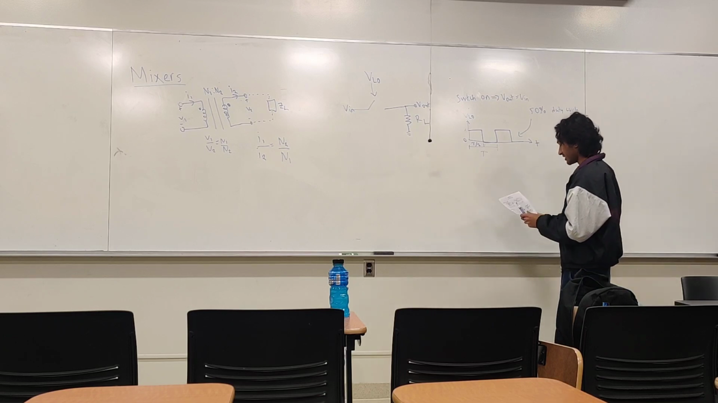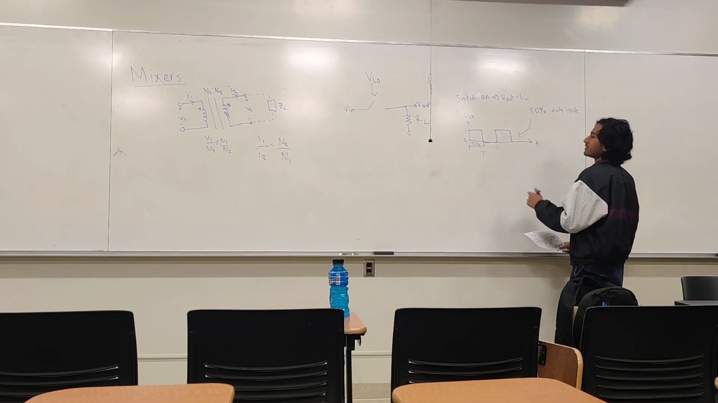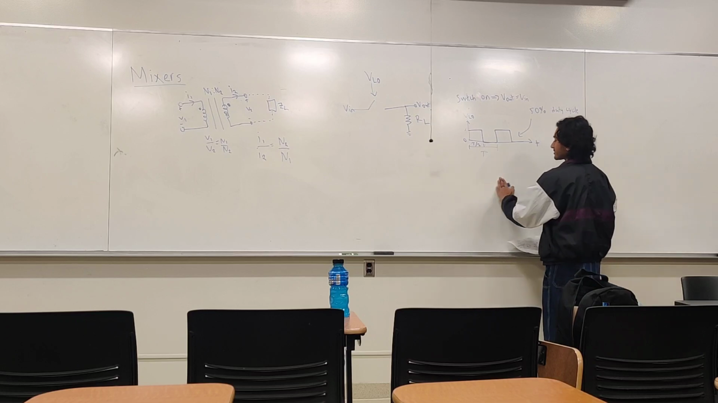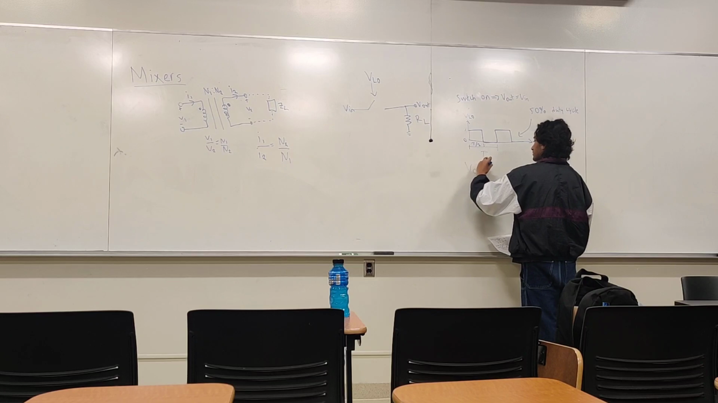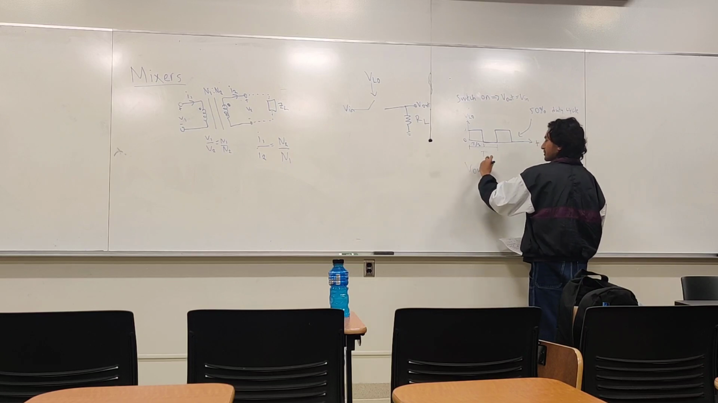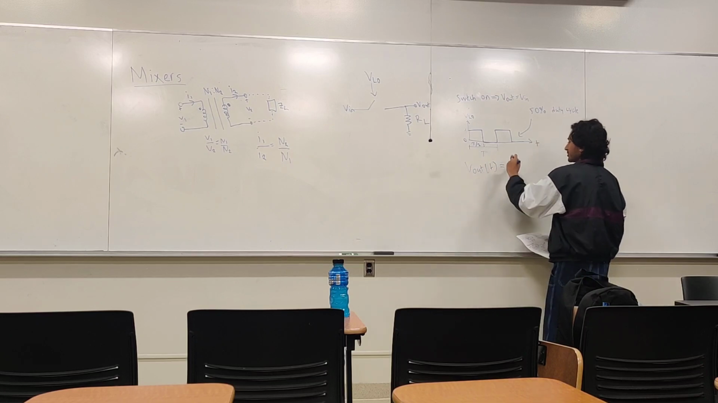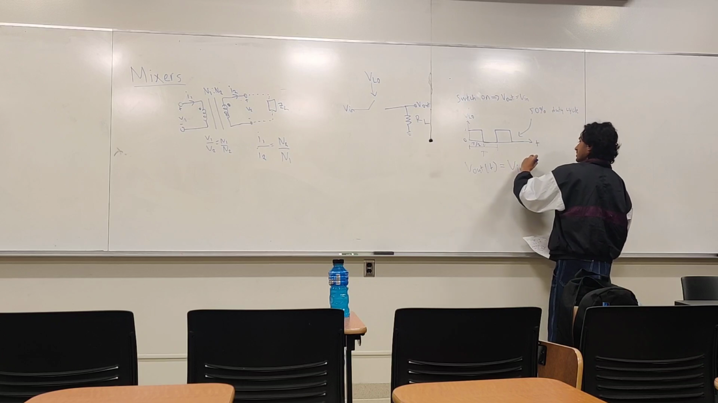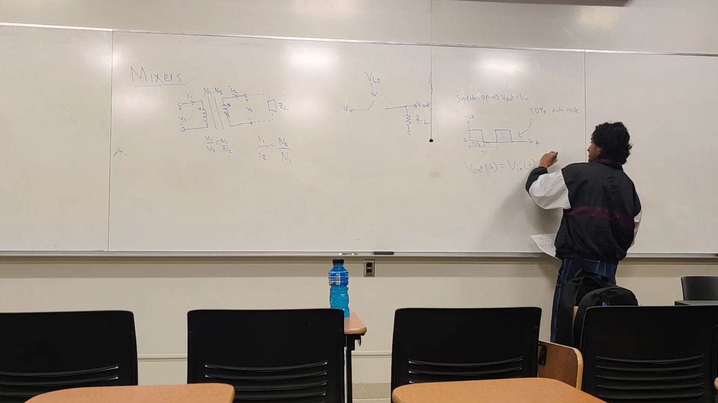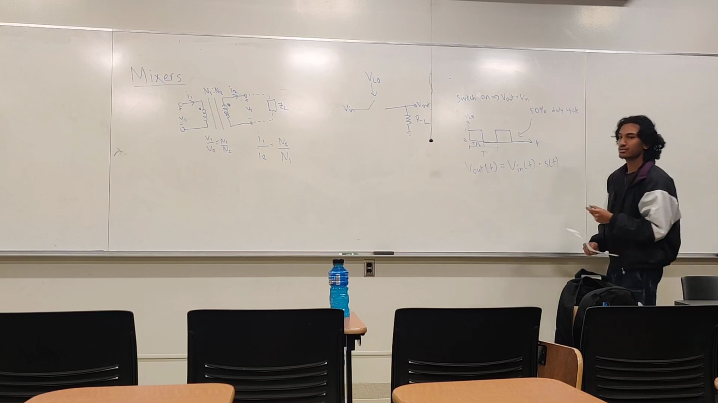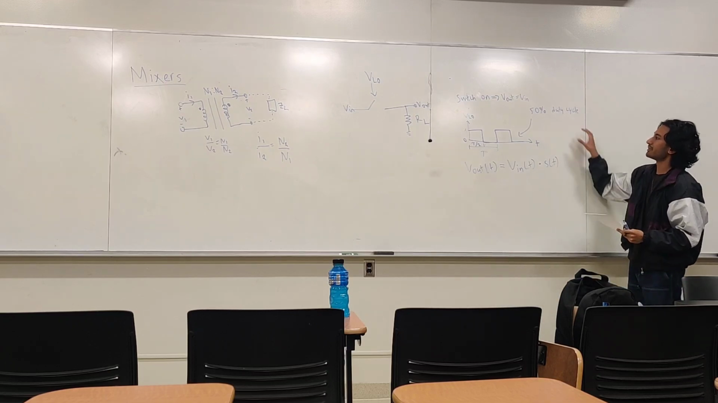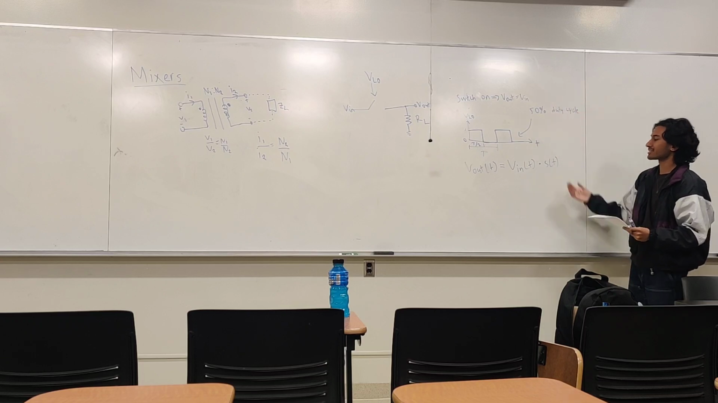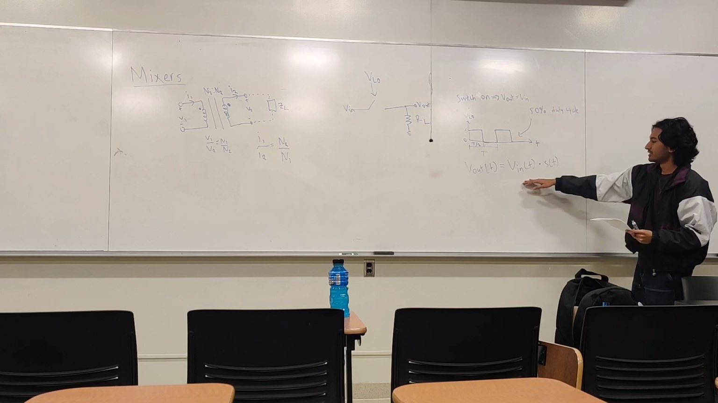So what happens here is we can simulate this as follows: V out, I'll use time notation here, is going to be equal to V in of t times some square wave of t. This kind of follows, right? You can just make this approximation: it's on, it's connected, it's off, there's nothing there.